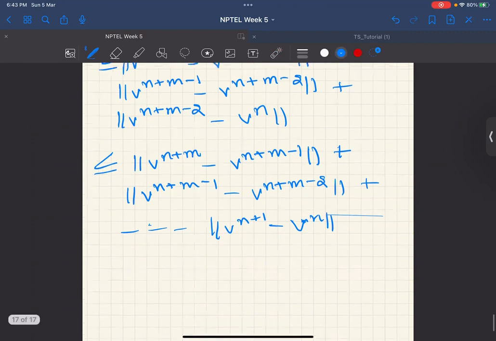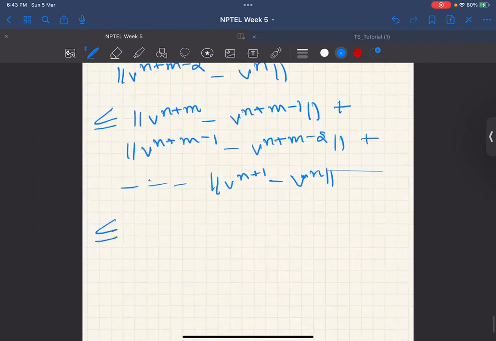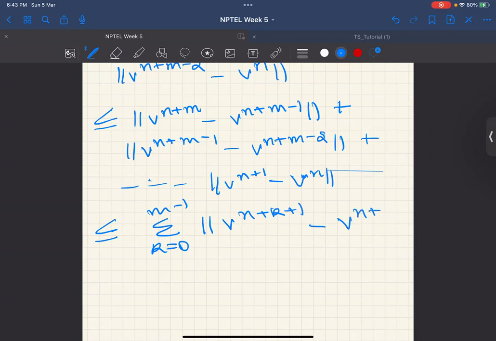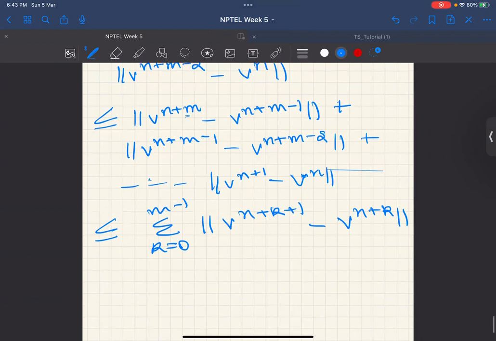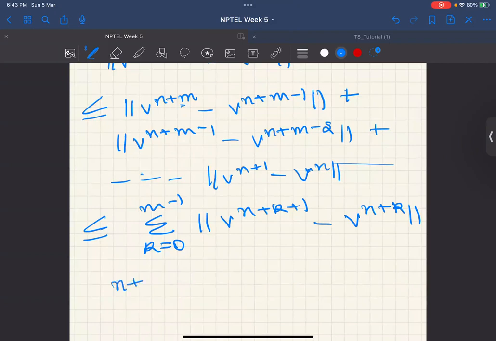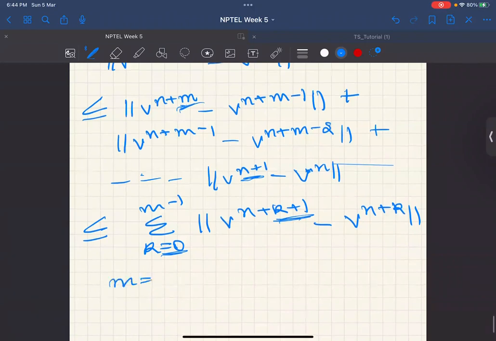Yes, got it. Now I can write it as the summation of k equal to 0 to m minus 1 of Vn plus k plus 1 minus Vn plus k. I'm taking m equal to k plus 1; if m is equal to k plus 1, I can say that k goes up to m minus 1.